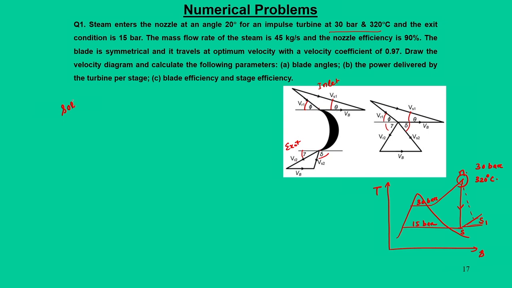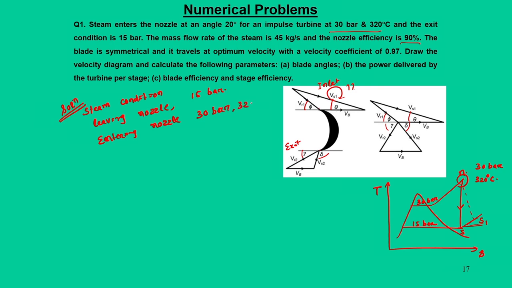So, for the solution, you start with, first thing you need to find out, what is this VS1. VS1 information will come from the nozzle efficiency and enthalpy drop. To calculate this enthalpy drop, we need the steam conditions at the inlet of the turbine nozzle and at the exit of the nozzle. So, the steam condition leaving the nozzle is 15 bar, and entering the nozzle is 30 bar.